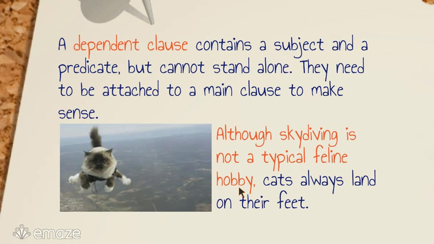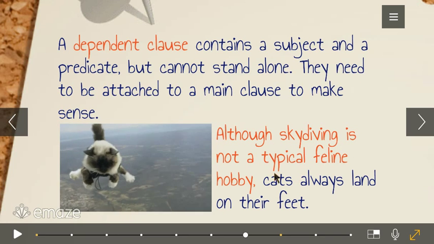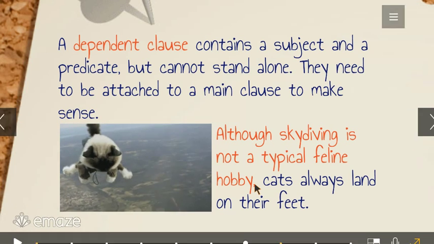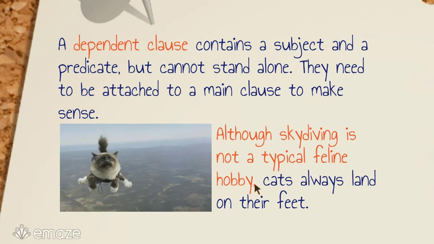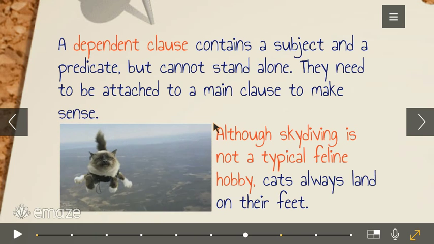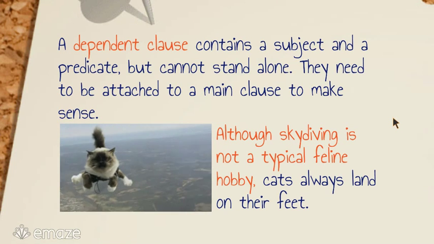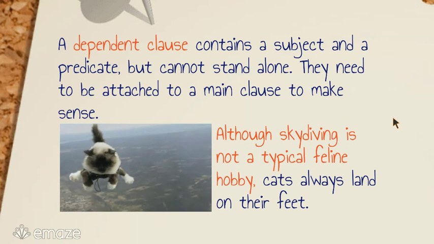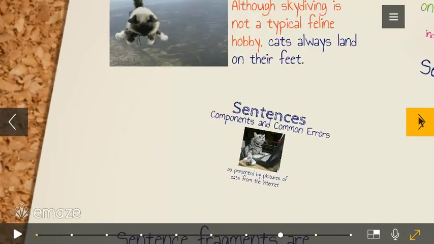If we look at the orange part, it has a subject, skydiving, and a predicate, is not a typical feline hobby. But if I just stop the sentence there after hobby, I would be left hanging. Although skydiving is not a typical feline hobby, it's not a complete thought. It can't stand alone. It needs this independent clause with it in order to make sense. The reason we need to know the difference between phrases, independent clauses, and dependent clauses is because when you write, you need to know what the phrase or clause is in order to make a complete thought.